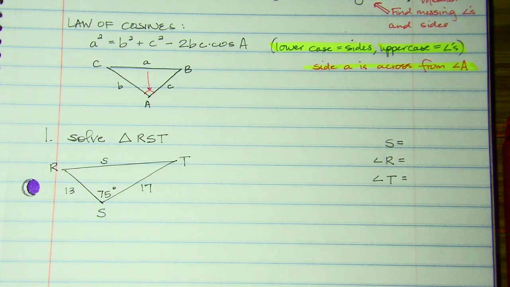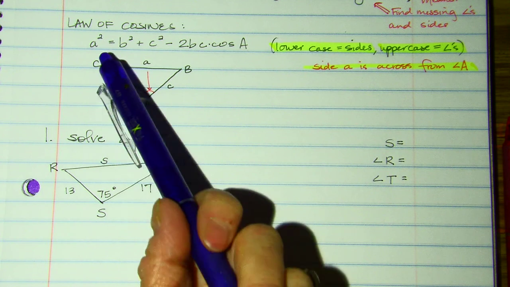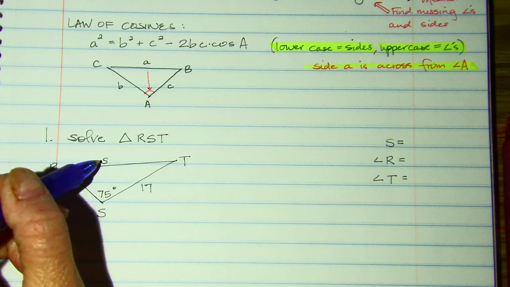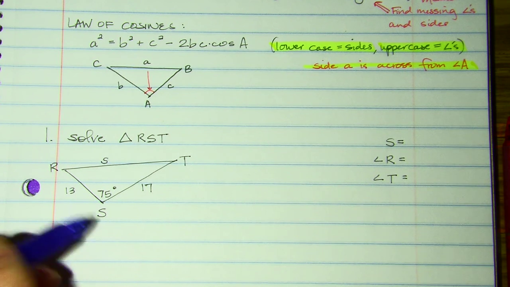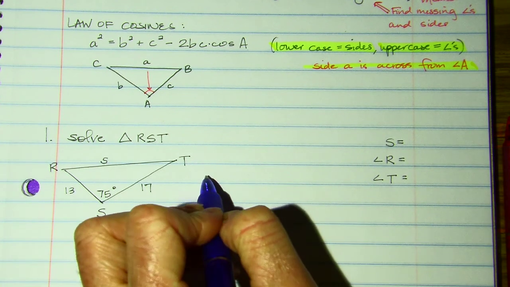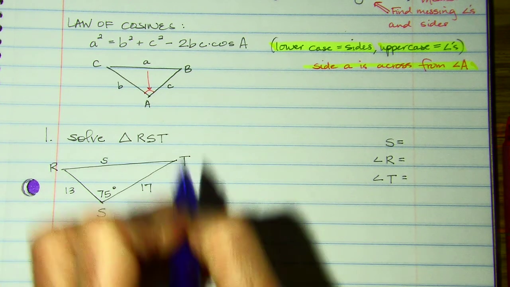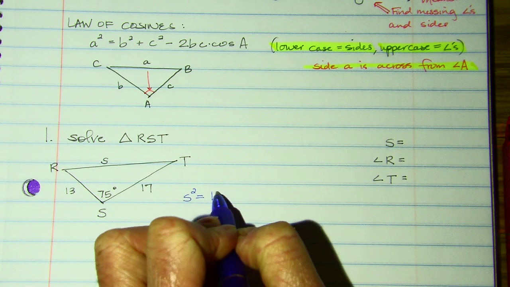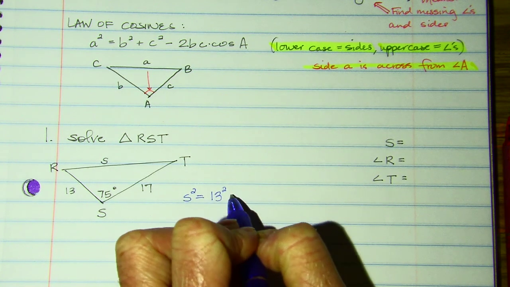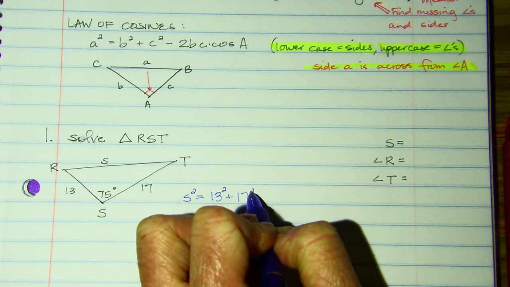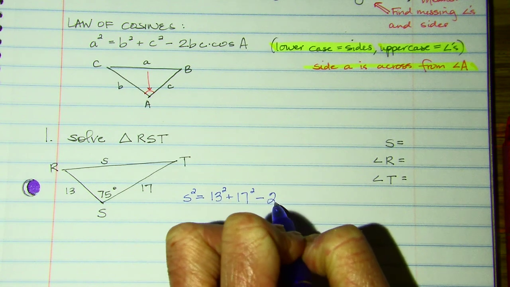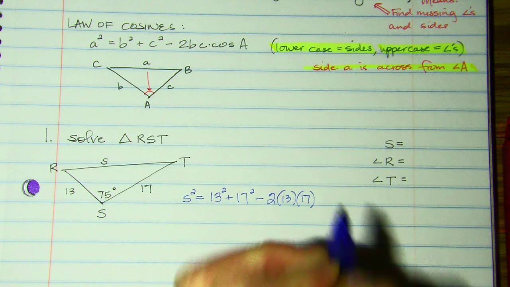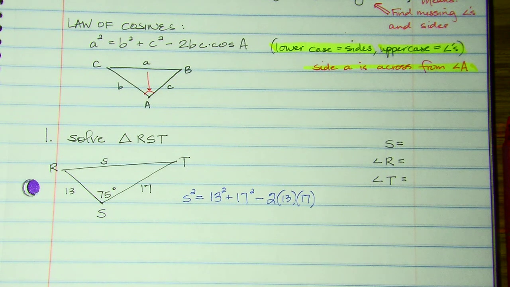So I can find my side using my law of cosines. Notice I'm going to be using s and the only angle I've been given. And this is how I would set it up, right? It says the side, so s squared equals the other two sides squared, 13 squared plus 17 squared, minus 2 times my sides, times 13 times 17. And it doesn't matter what order you put these in.